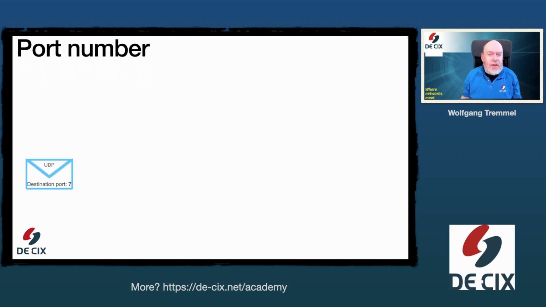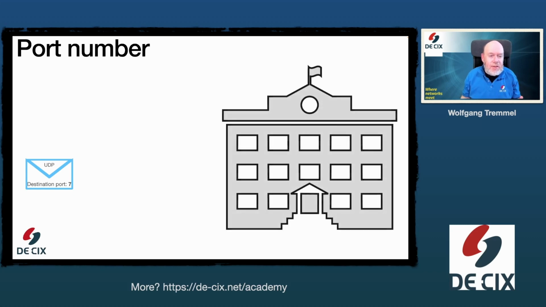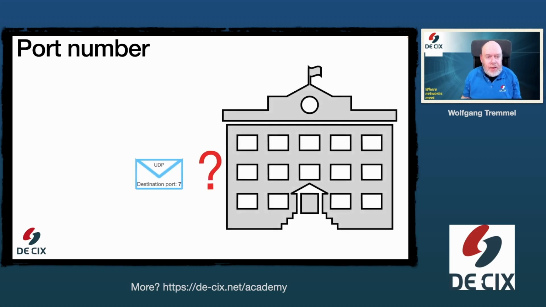Just imagine a UDP packet is like a letter and it's being delivered to a big apartment building. And of course, a big building just does not have only one post box where all letters go in. It has a post box for each apartment. And these apartments all have numbers. And the destination port number is like telling the postman to which apartment the UDP letter has to be delivered.